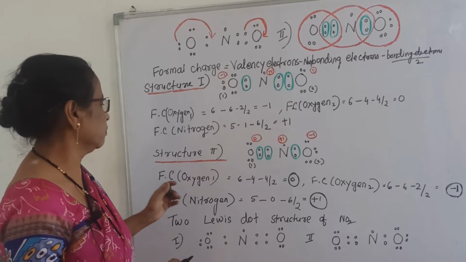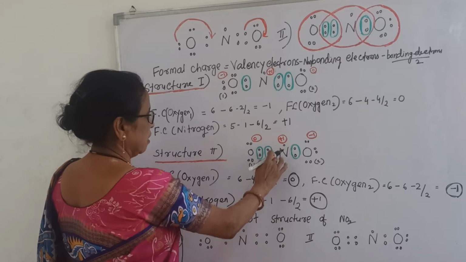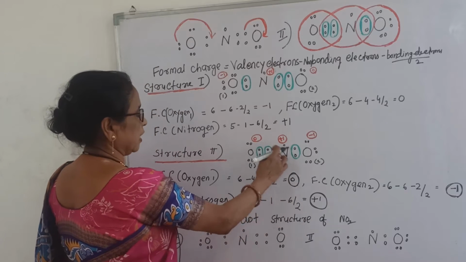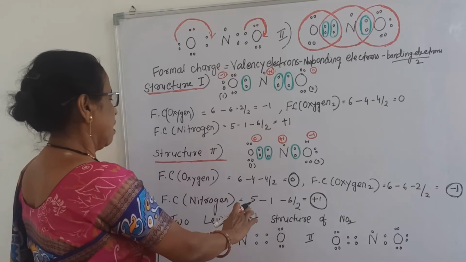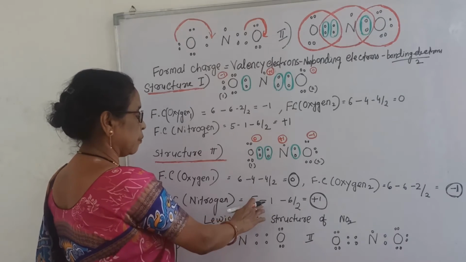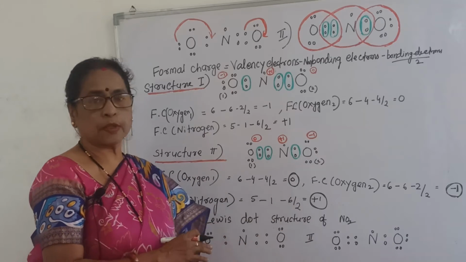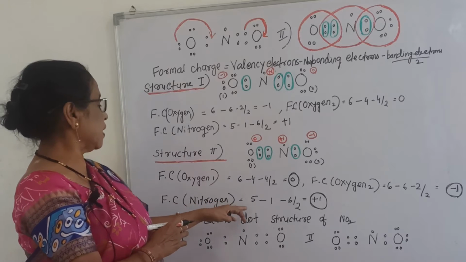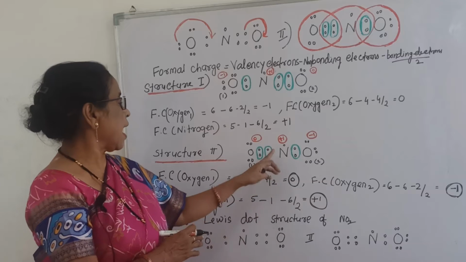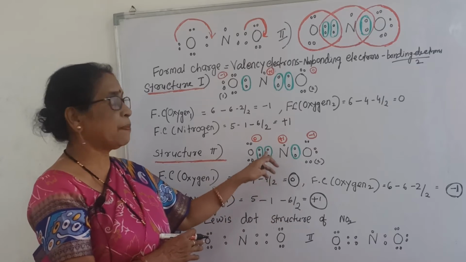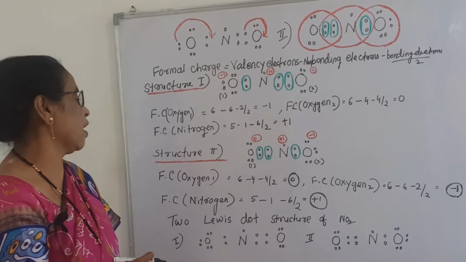Non-bonding electron, that is 1, and bonding electron, that is 6 by 2. That means here 5 minus 1, 4, minus 6 by 2, 3. So 4 minus 3, that is plus 1. Again see nitrogen, here valence electron 5, non-bonding electron 1, and that means 3 pair of bonding electron, that is 6 by 2, that is equal to plus 1.